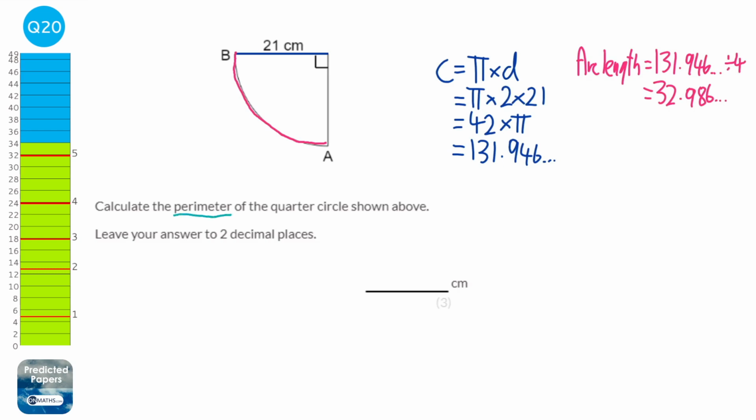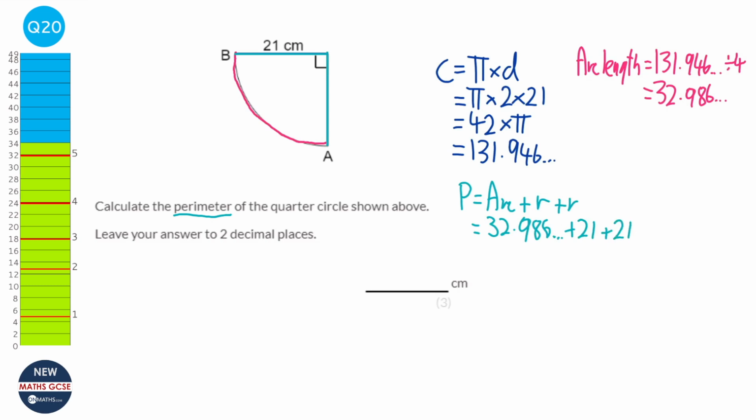Now, that's not what the perimeter is. Perimeter is the total distance around the circle. So we've also got to add on the 2 parts here, the 2 radii, to get the full distance around the shape. So the perimeter is going to be the arc length plus a radius plus a radius. So that's going to be 32.986, blah, blah, blah, plus 21 plus 21, which equals 74.986, blah, blah, blah. And when we round that to 2 decimal places, we get the answer of 74.99.